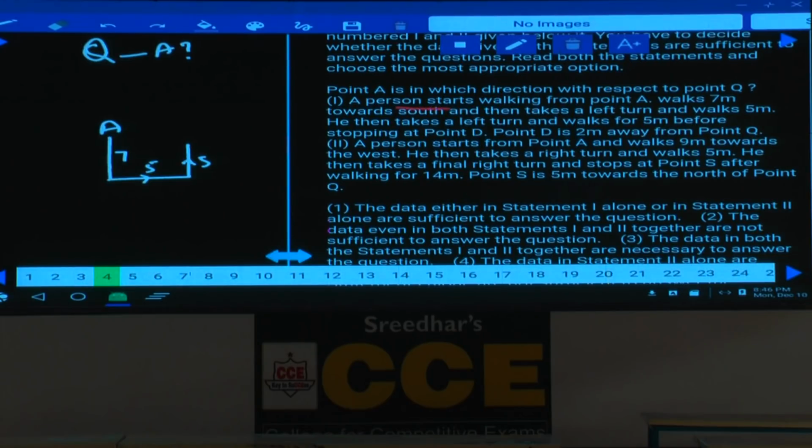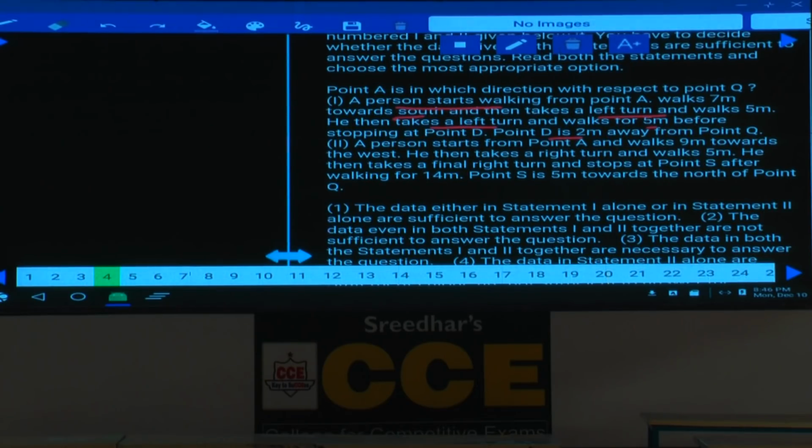Now here, a person starts walking from point A, walks 7 meters towards south, and then takes a left turn and walks 5 meters. He then takes a left turn and walks for 5 meters before stopping at point D. Now sir, this person has traveled 5 meters and stopped at point D. Now this is point D. Point D is 2 meters away from point Q, which means Q can be either here or here or here in any order, isn't it? Hence statement 1 alone is not sufficient.